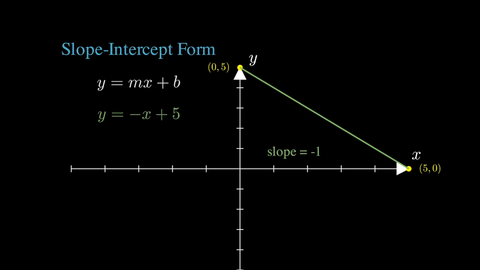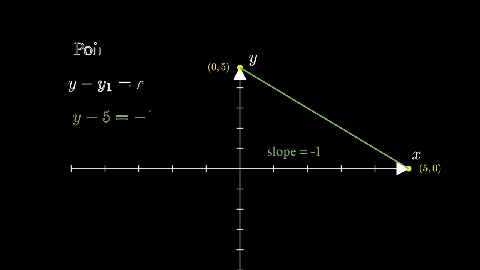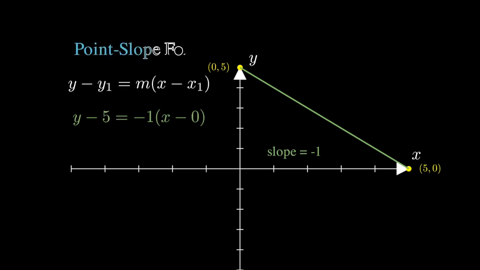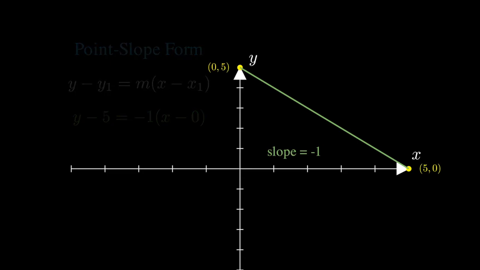Next we have the point-slope form. y minus y1 equals m times x minus x1. This form is useful if you know a specific point on the line, (x1, y1), and the slope m. For a line, using the point (0, 5) and the slope negative 1, we get y minus 5 equals negative 1 times x minus 0. This emphasizes how the line can be constructed from a single point and its slope.